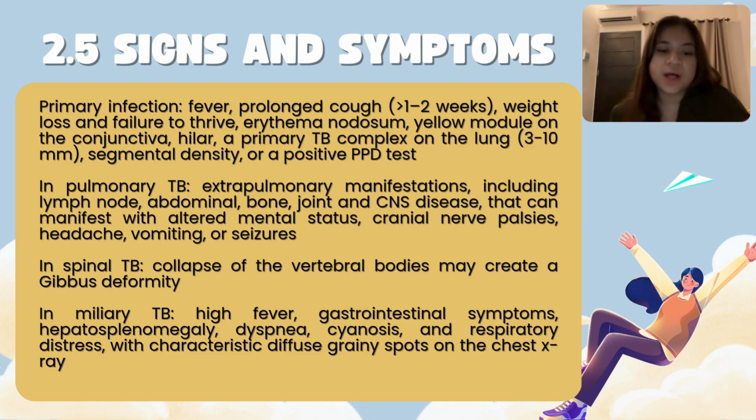In spinal TB, children will have gibbous deformity, and in miliary TB, children will have high fever, GI symptoms, hepatosplenomegaly, dyspnea, cyanosis, and respiratory distress, with diffuse greenish spots on the chest X-ray.